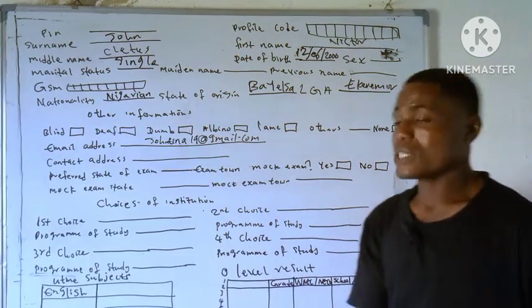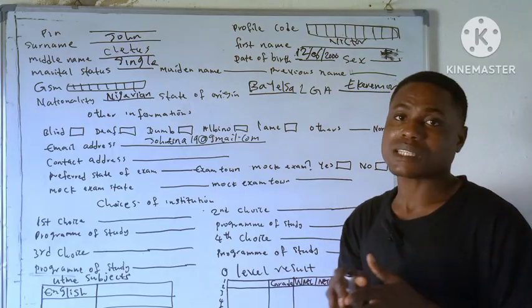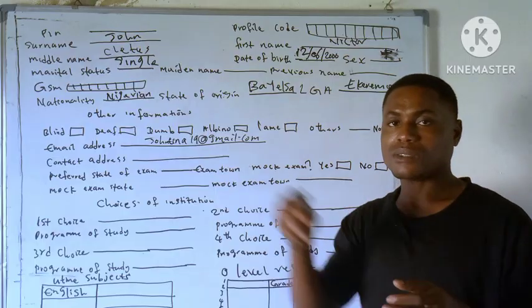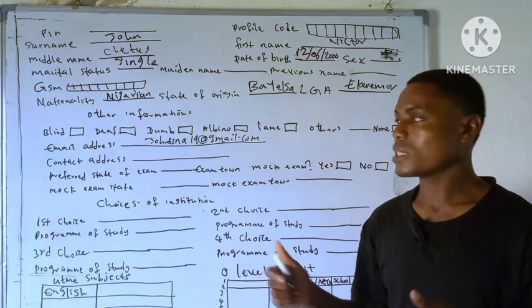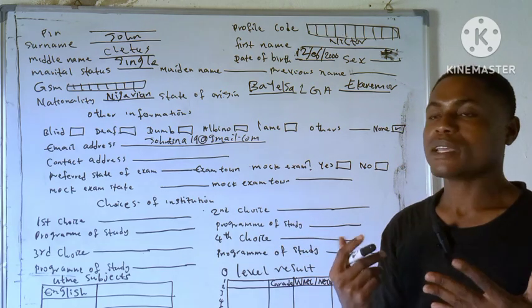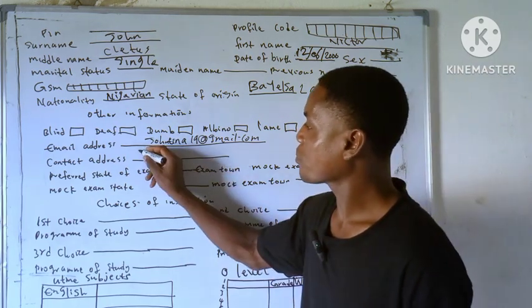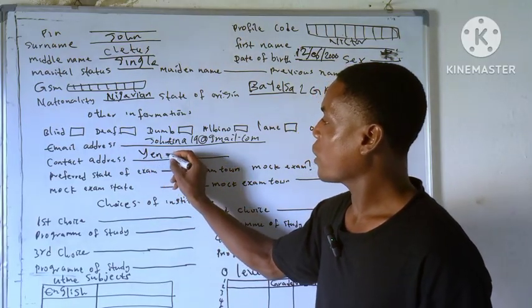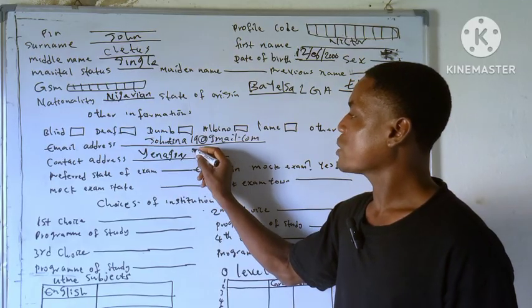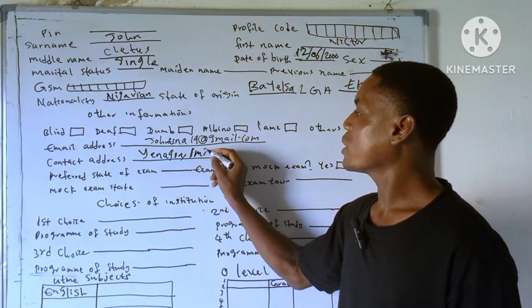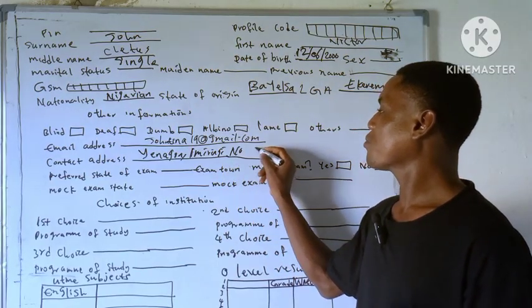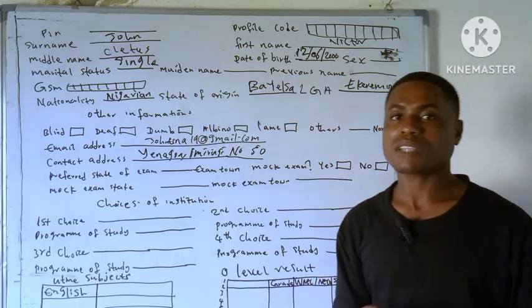This contact address is where you are staying: your street, then your house number. Are you getting it now? The street name and the house number. So let me say I'm staying in Bayelsa, Yenagoa. So I will just put Yenagoa, then Imiringi, number 50. Are you getting it now?